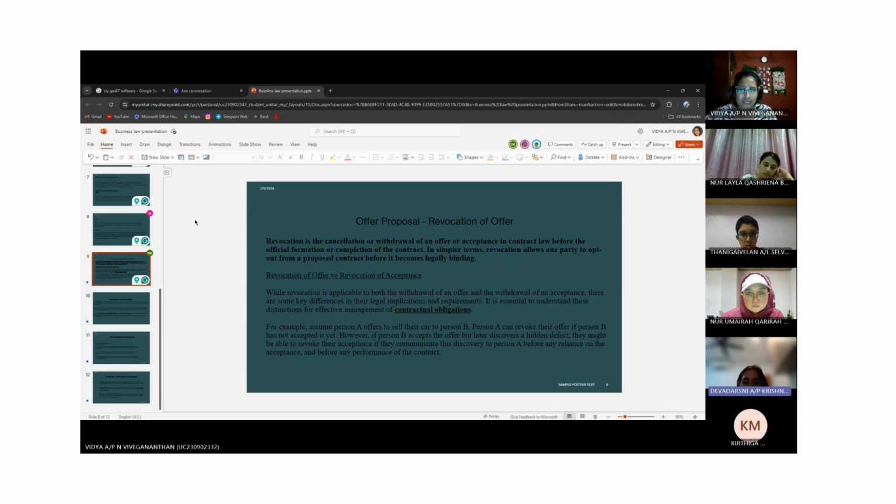For example, assume person A offered to sell their car to person B. Person A can revoke their offer if person B hasn't accepted it yet. However, if person B accepts the offer but later discovers a hidden defect, they might revoke their acceptance if they communicate this discovery to person A before reliance on the acceptance and before any performance of the contract.